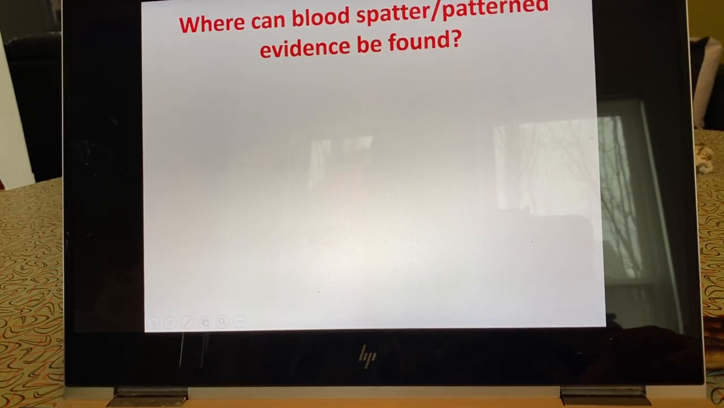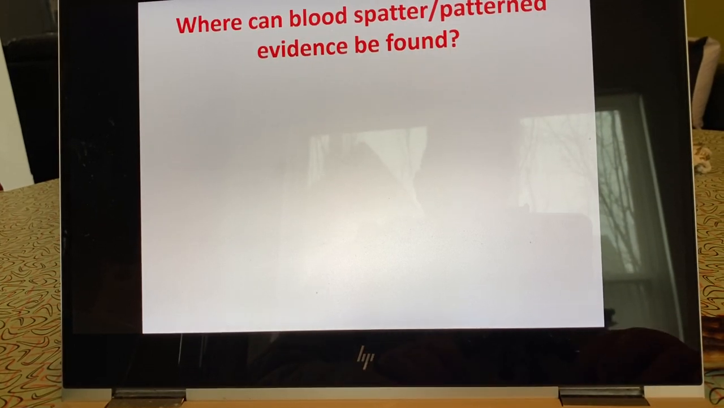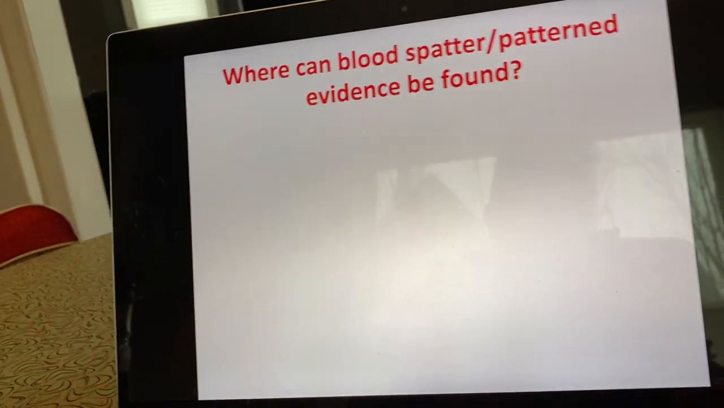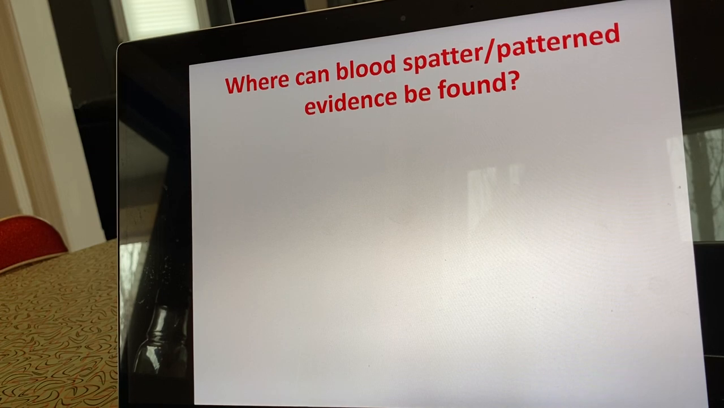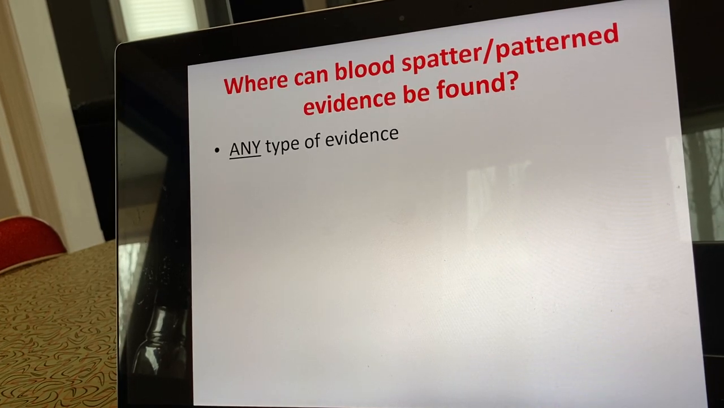Okay. So where do we find blood spatter and blood stain pattern evidence? As we've learned, anything can be physical evidence.